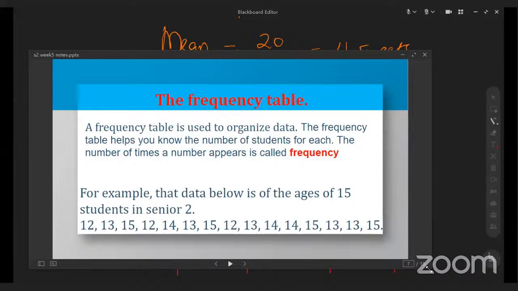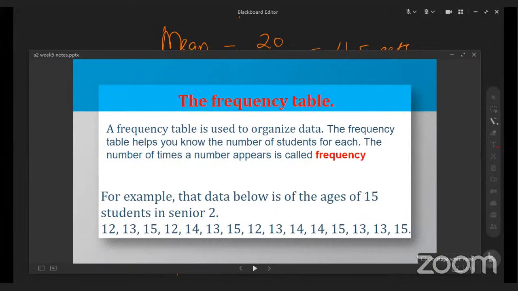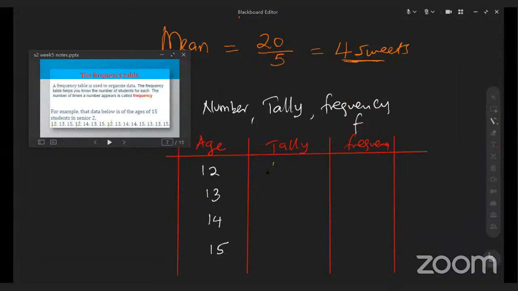For the tally, if you're looking at 12, look at how many crosses you are going to make for age 12. How many times is it appearing? This is once, this is two, this is three. So these are three times. Meaning for this 12, the frequency is three. You come to your table and draw the three tallies. Then for frequency, count how many tallies you've made and put your frequency beside it.